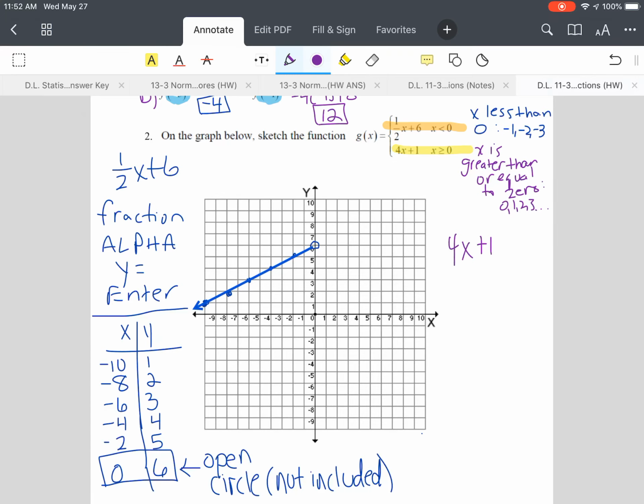I'm going to go to my table, second graph. And remember, I want to graph 0 and greater than 0. So I'm going to scroll down until I'm at the 0. So 0, 1; 1, 5; 2, 9. I'm going to stop there because I only gave you a 10 by 10 graph. If I had given you a bigger graph, we could graph more points. We could graph 3, 13, which is the next point, but we just don't have the room on our graph paper right here.